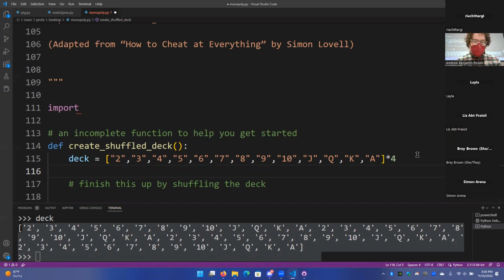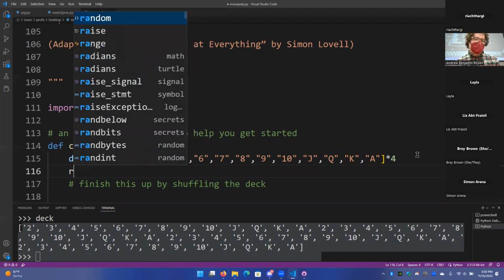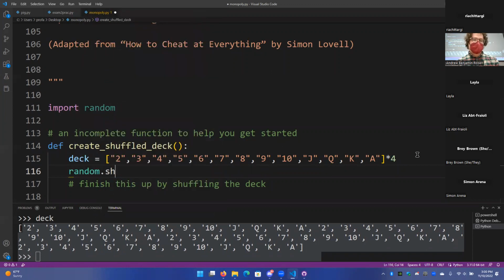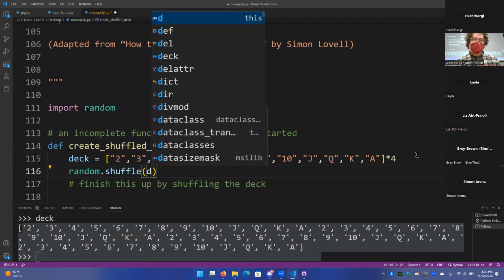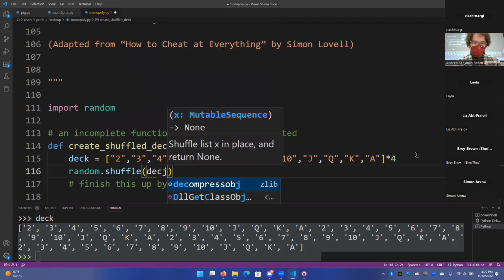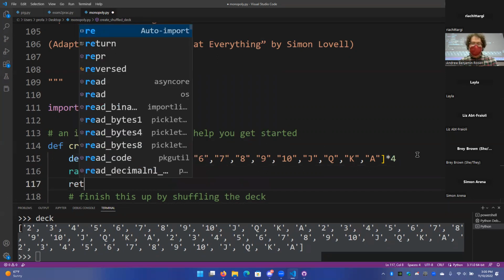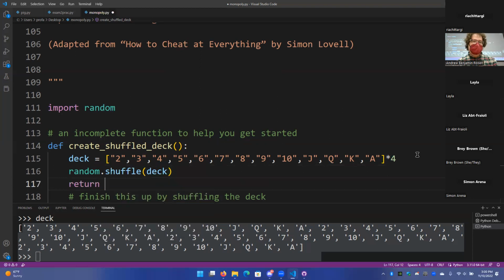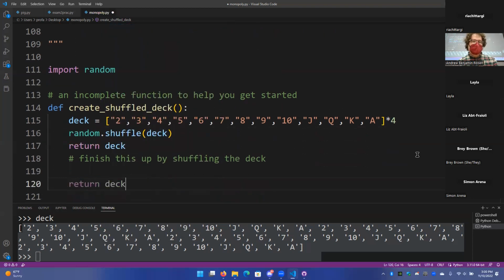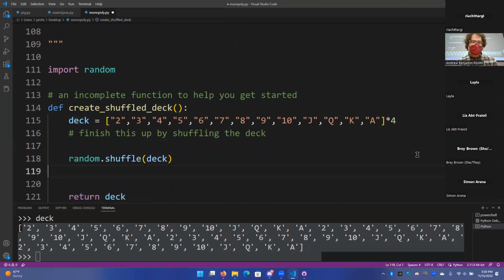So here, how do we shuffle? Well, we're going to import random, and random has a whole lot of functions built into it, including random.shuffle. All it takes to shuffle something. So this shuffles all 52 cards for us, puts them in a random order. And then all we have to do is return the deck. This is just simply going to give us our function.